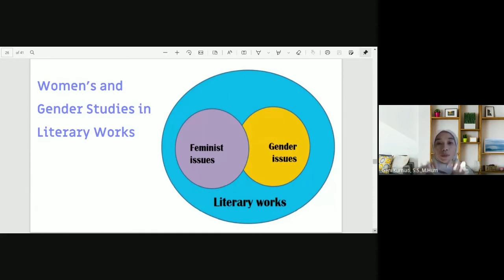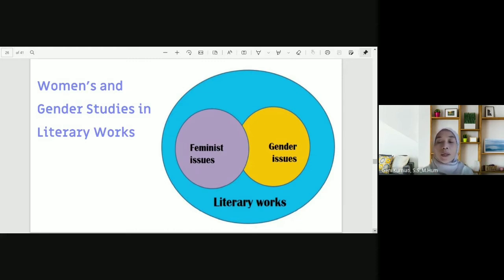These two issues may work hand in hand. What I'm trying to say is, when you talk about gender issues, of course, you are going to talk about feminist issues, and vice versa. When you're talking about feminist issues, somehow you touch the part of the gender issues. That's why I think these two issues work hand in hand, like in a juxtaposition.